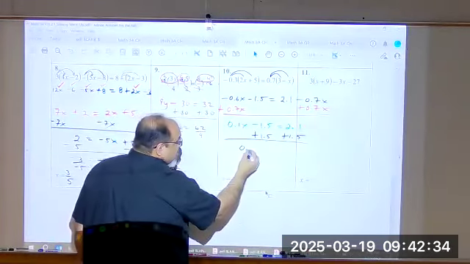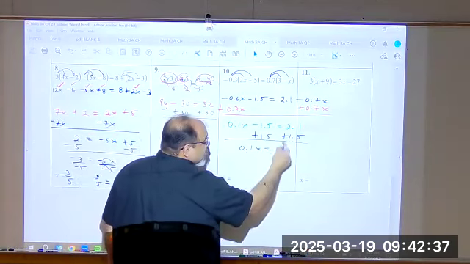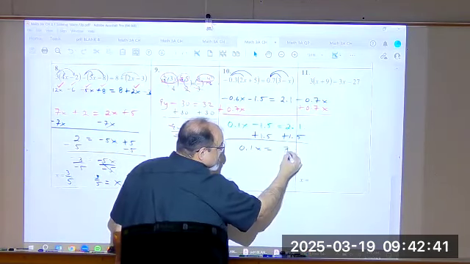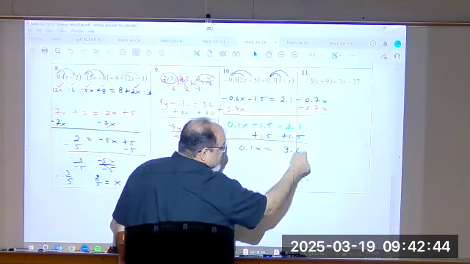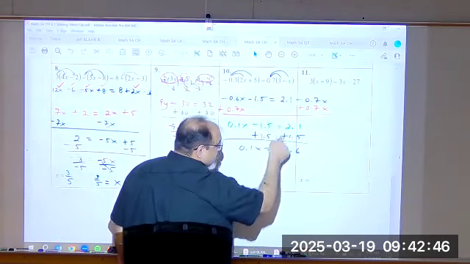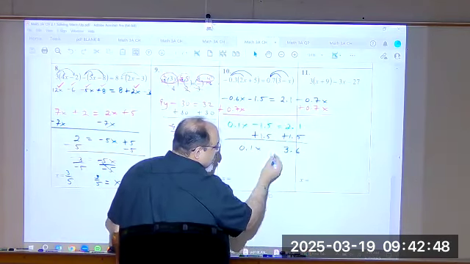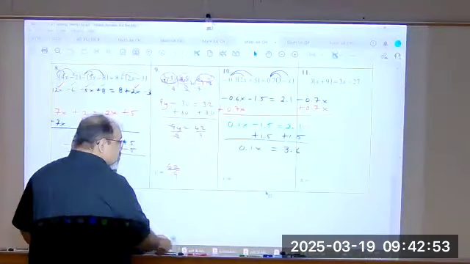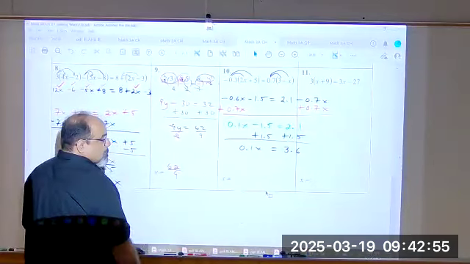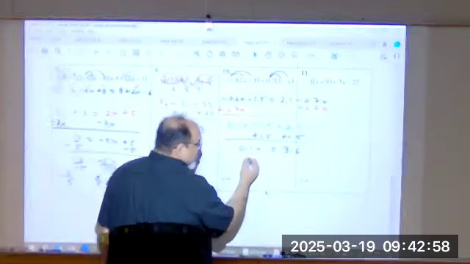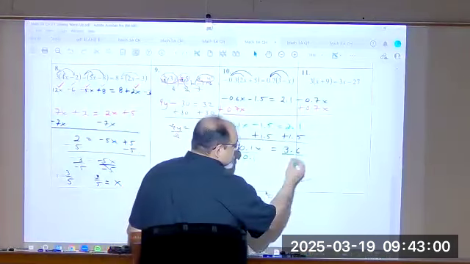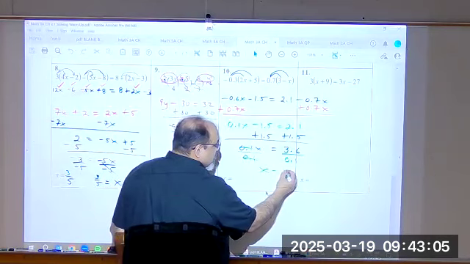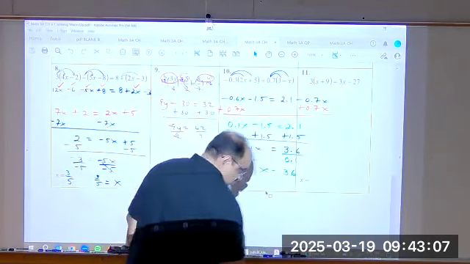So I'm left with 0.1 times x equals $3.60. 1 plus 5 is 6. Decimal point 3. 2 plus 1 is 3. But 0.1 times x equals 3.6. What's that? Divide by 0.1. And x is equal to 36.